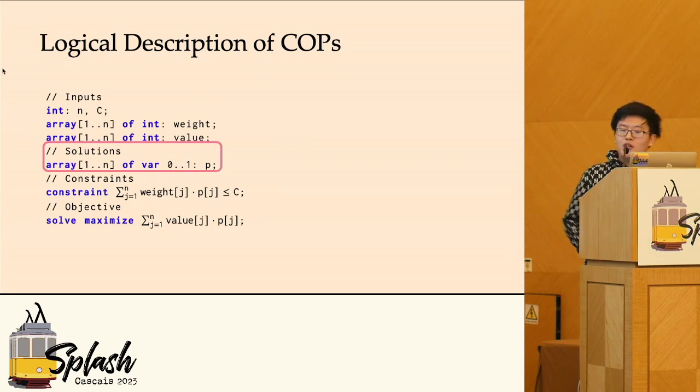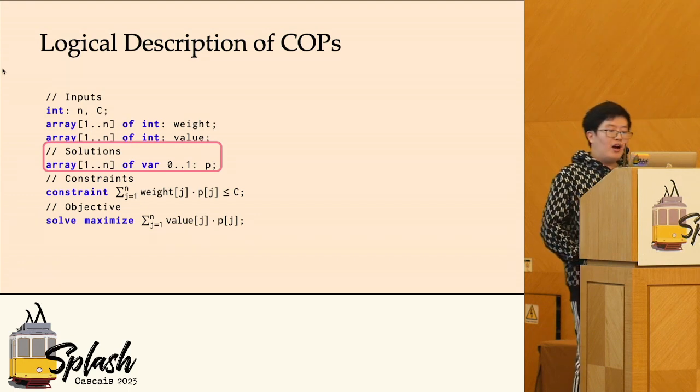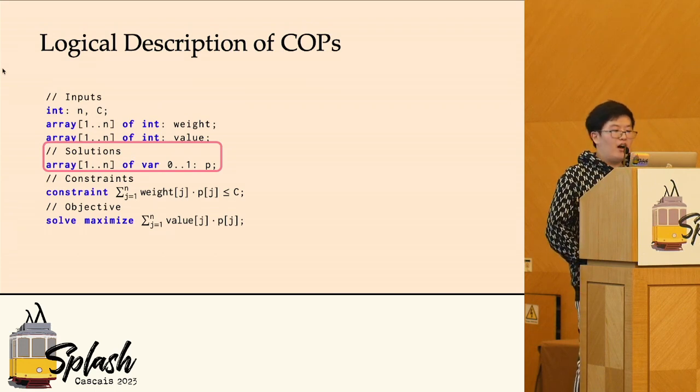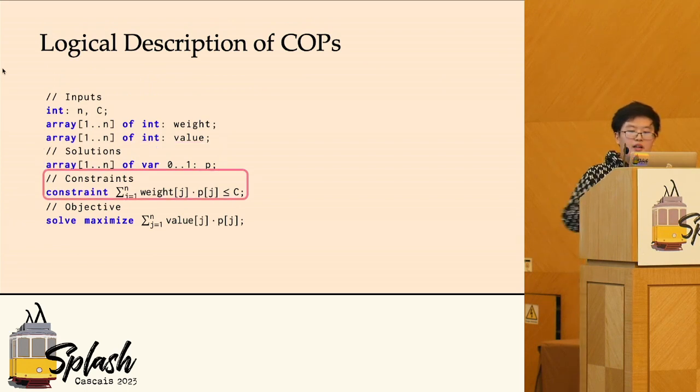Second, the solution part consists of all components to describe the solution. In the knapsack problem, we use the array P, where Pi represents whether to put the item i into the knapsack. If Pi equals 1, then we put the item i, and if Pi equals 0, then we do not put the item i.